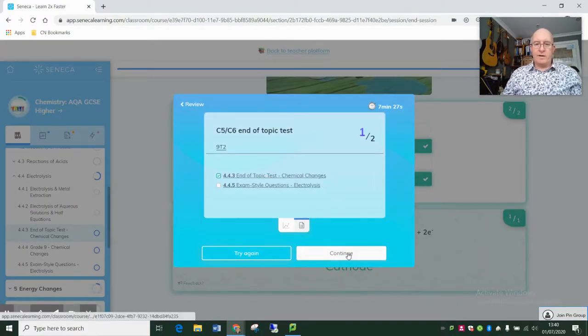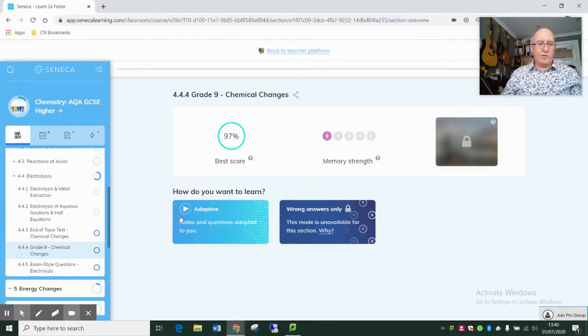And there we are, we got everything right in that one. We'll go on and look at 4.4.5.